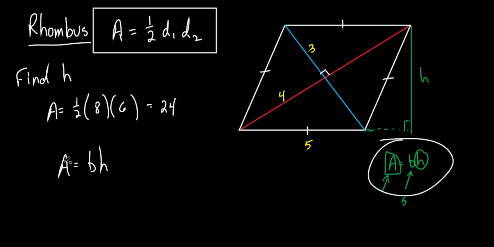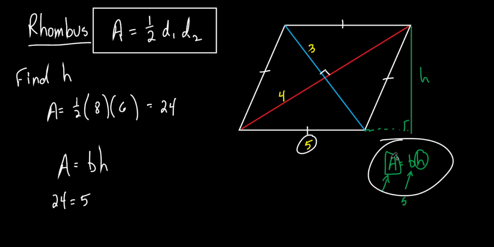I know the area now, don't I? Just found it, right? Because I knew the diagonal, so I could find the area of this whole thing. So what is the area? It's 24 equals the base. Do I know the base of this right here? Sure, it's 5. So I put a 5.